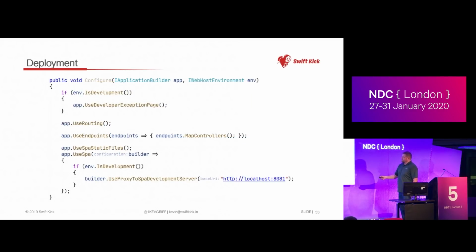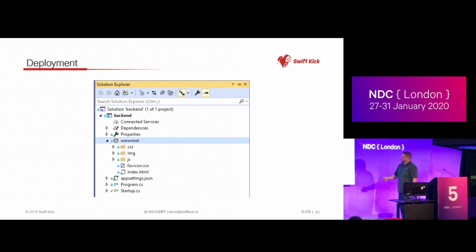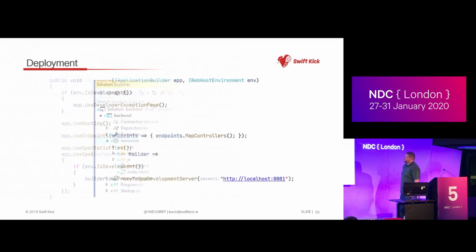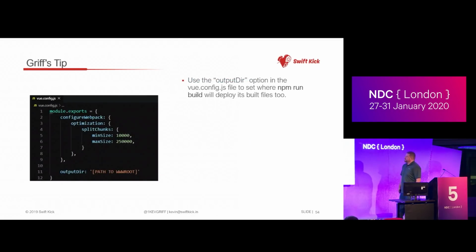So here, we're ignoring the is development, and by just saying use spa, it's going to automatically point that to www for every request that's not handled by ASP.NET Core. All right. Oh, little tip here.